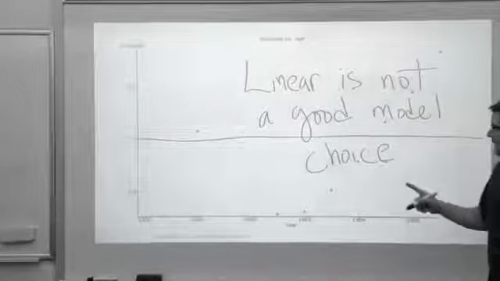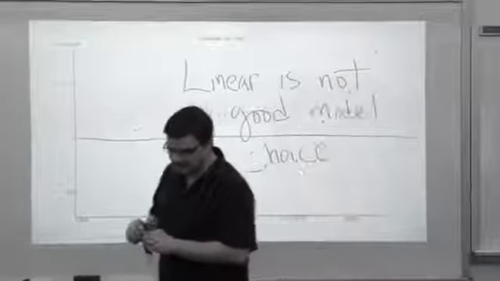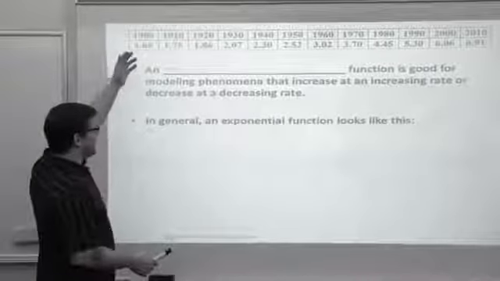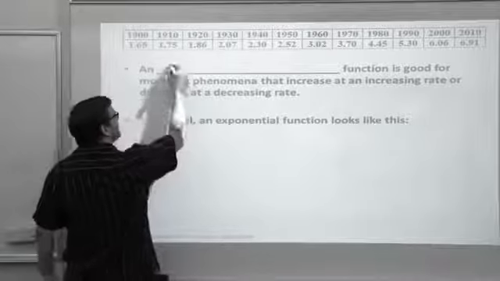Pretty darn obvious to see it in the original scatter plot, but for sure, when we look at the residual plot, we can see that linear is not a good choice. Okay, so what is the good choice? Here's the data again up at the top. I guess if we flip the page, it's an exponential function.